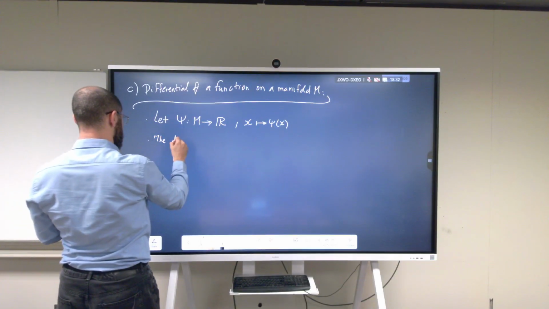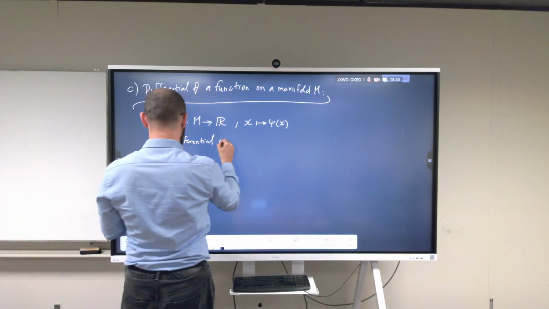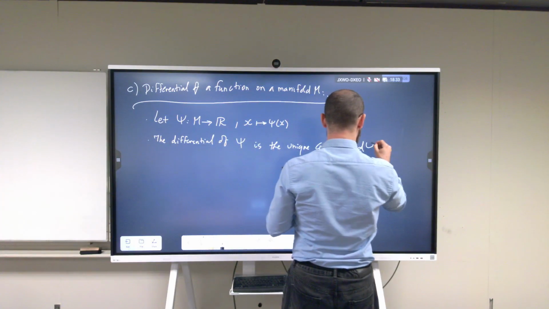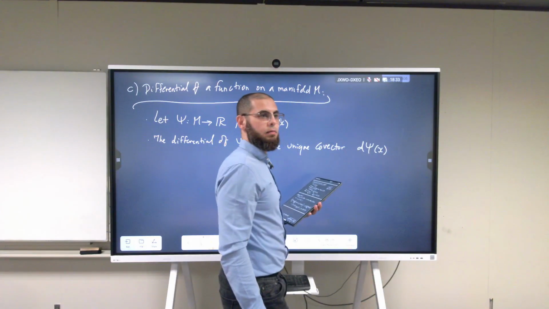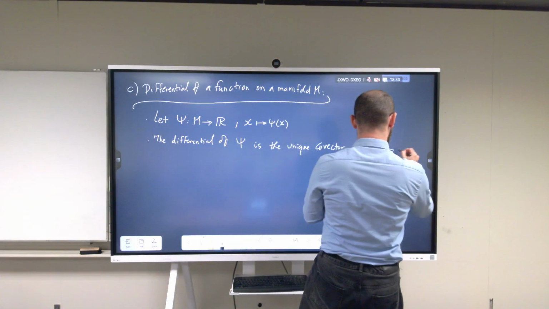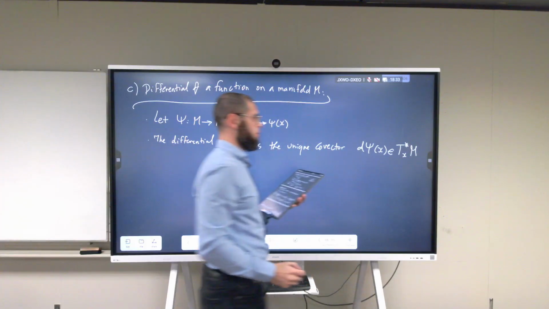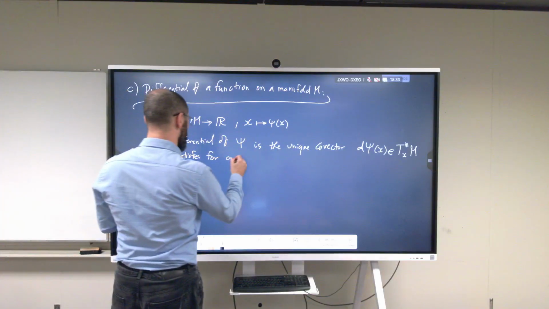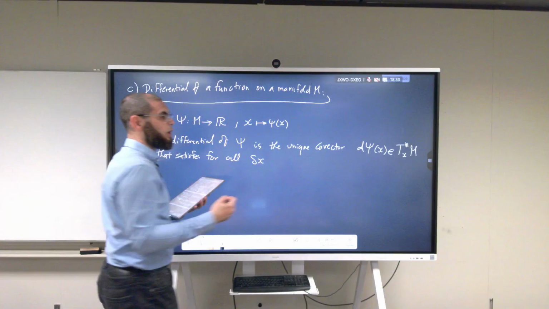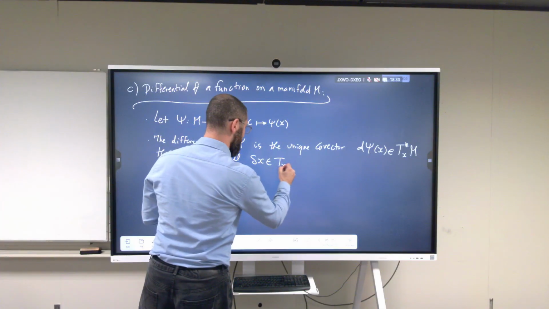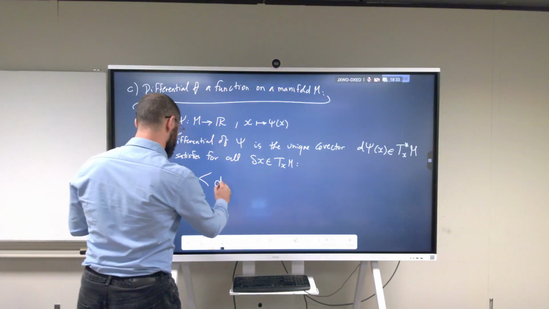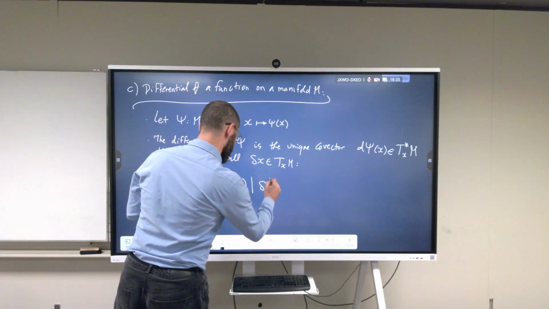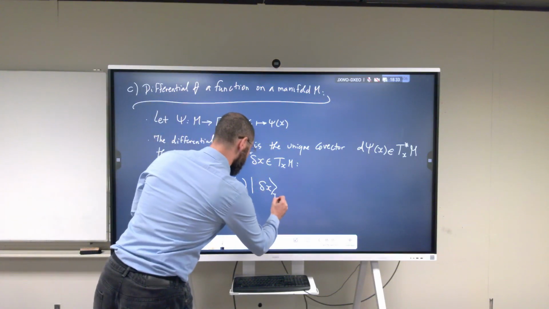The differential of psi is the unique covector d psi of x. Where does it live? Where do you think it will live? In the cotangent space to M at the point x. That satisfies, for any arbitrary delta x. Where would the delta x live? In the tangent space of the manifold at the point x. It will satisfy this expression. This is a covector, and you pair it with a vector using the pairing definition of the tangent space at the manifold.